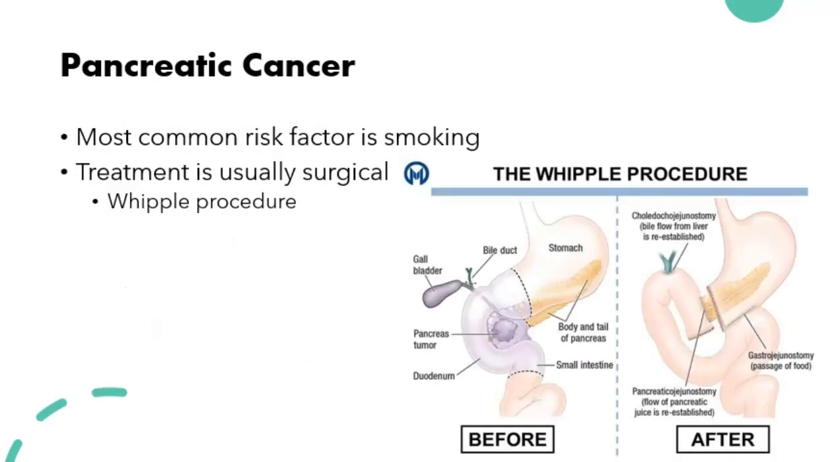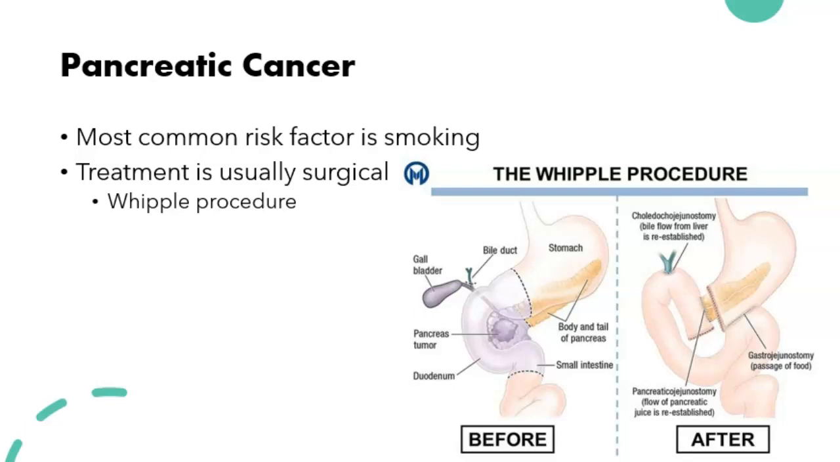Pancreatic cancer is the last topic we will talk about. So the most common risk factor in pancreatic cancer is smoking. Other risk factors are going to include exposure to chemical carcinogens, diabetes, cirrhosis, chronic pancreatitis, diets high in red meat, pork, fat, and coffee. Signs and symptoms of pancreatic cancer: anorexia, fatigue, nausea, flatulence, and a change in stools.